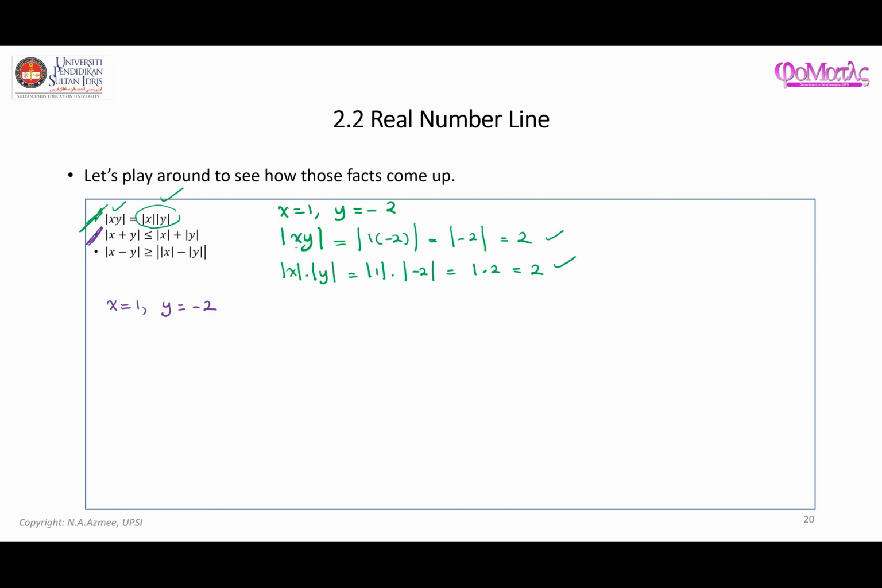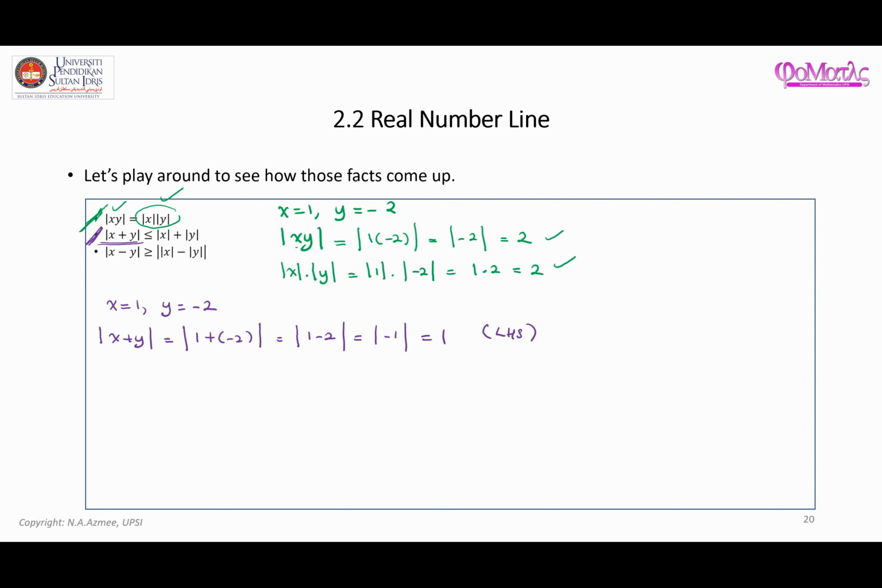I'm just going to focus on the left hand side first. Let's see what happens when we have the absolute value of x plus y. The absolute value of x plus y is going to be 1 plus negative 2, which is equal to 1 minus 2. This becomes negative 1, and the absolute value of negative 1 is equal to 1. So this is the left hand side.